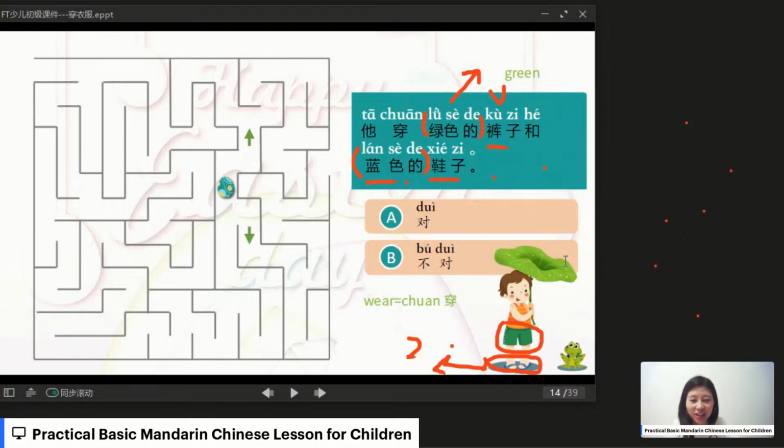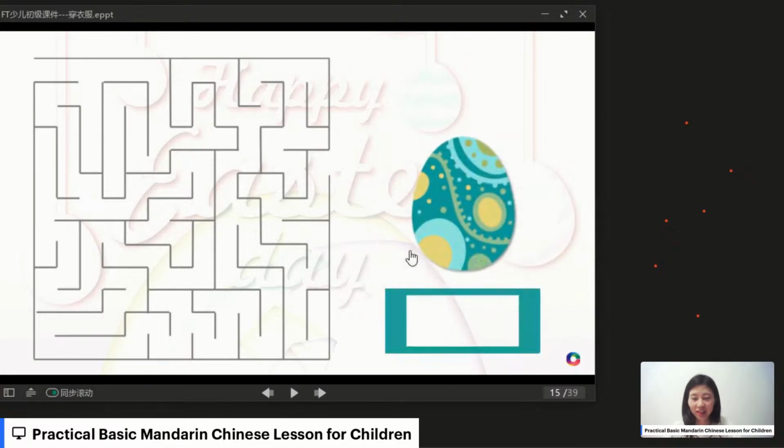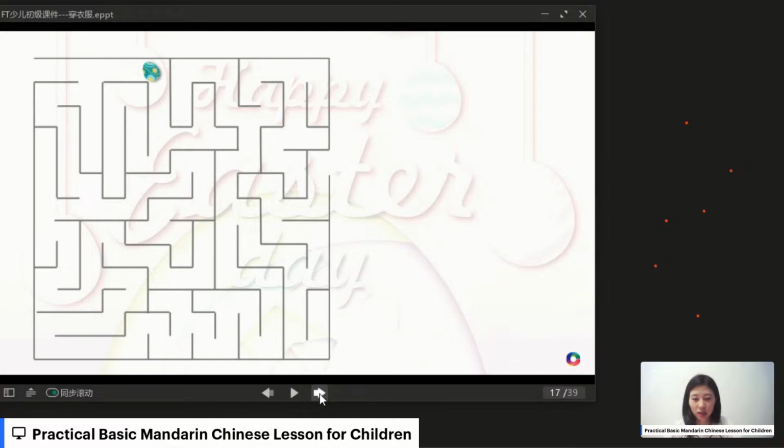So here it is talking about like 他穿, that means he's wearing. He's wearing green pants and blue shoes. So in that case, they're not wrong, right? The sentence is correct. So this is a 对. Okay, so let's check the next one.